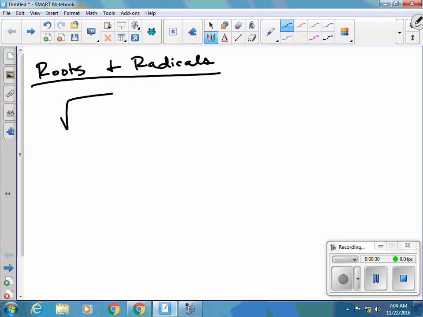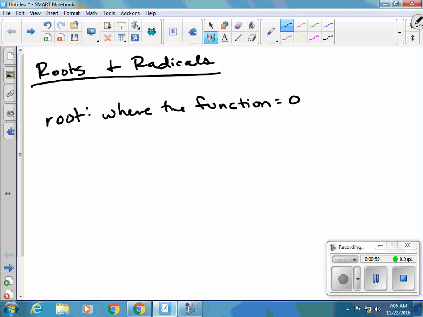In this case, it is a square root, but you could have a fourth root. Okay, so it just kind of depends. So what is a root? A root is where our graph or our function is going to be 0. Okay, so this is where we're actually crossing our x-axis.